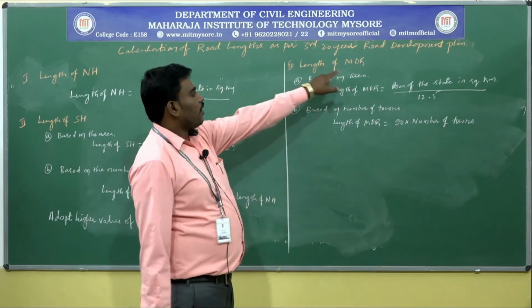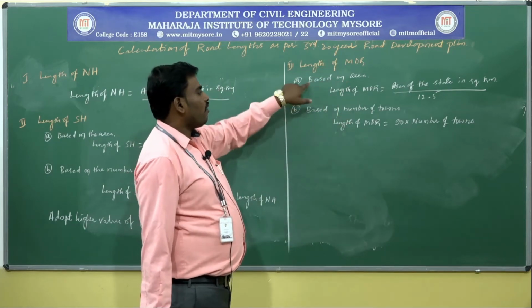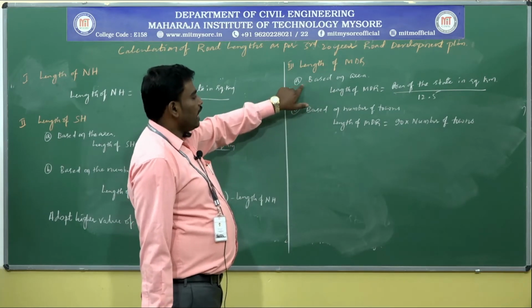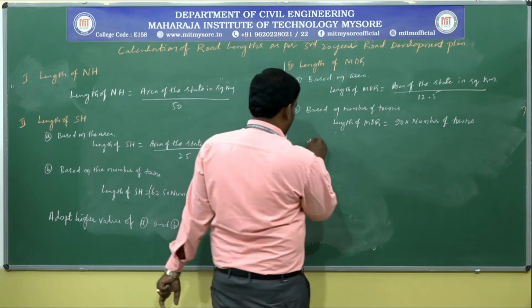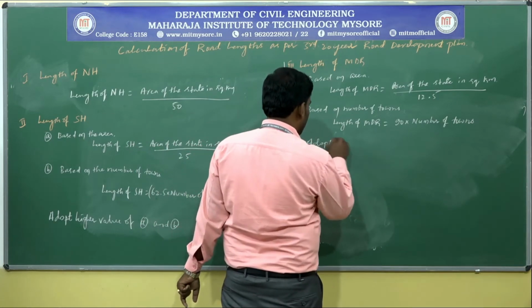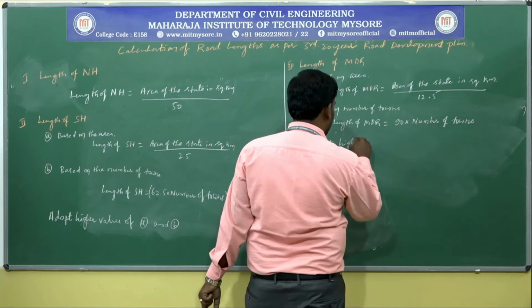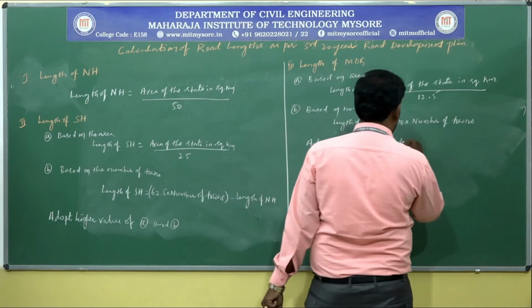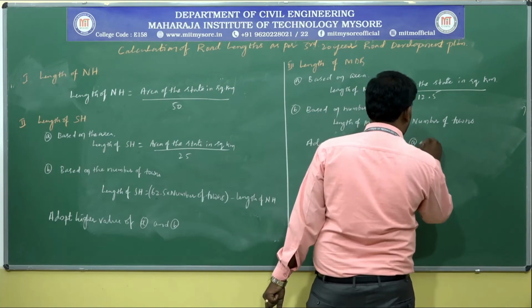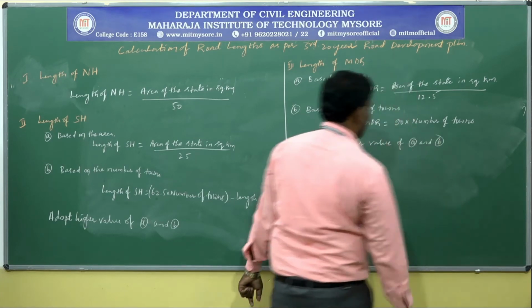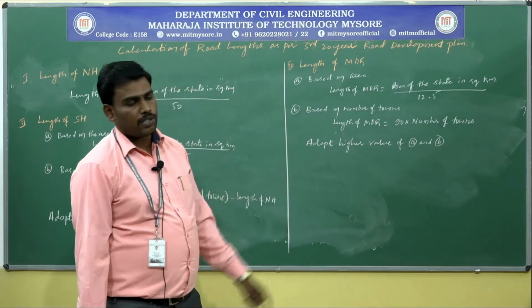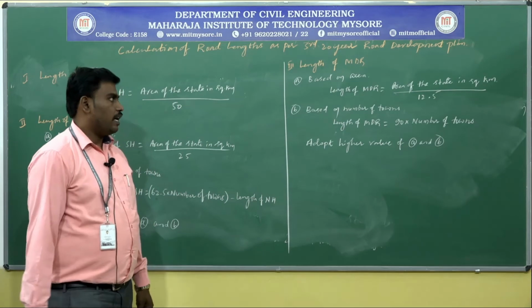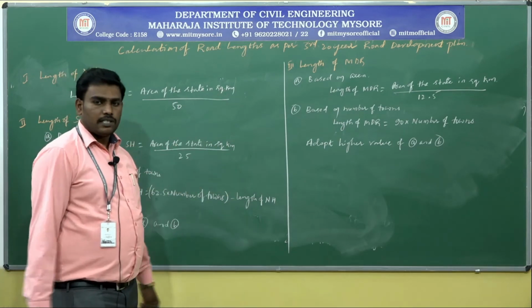So for the length of MDR, we are going to adopt the higher value of A and B. Out of A and B, whichever gives the higher value will be adopted as the length of MDR. That is the third step.